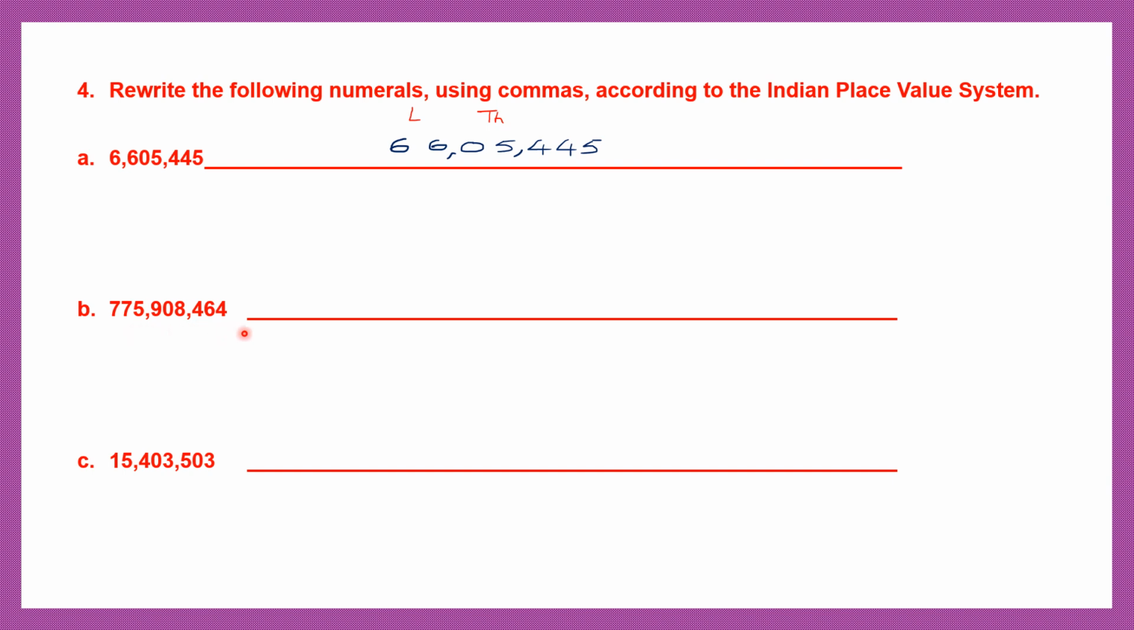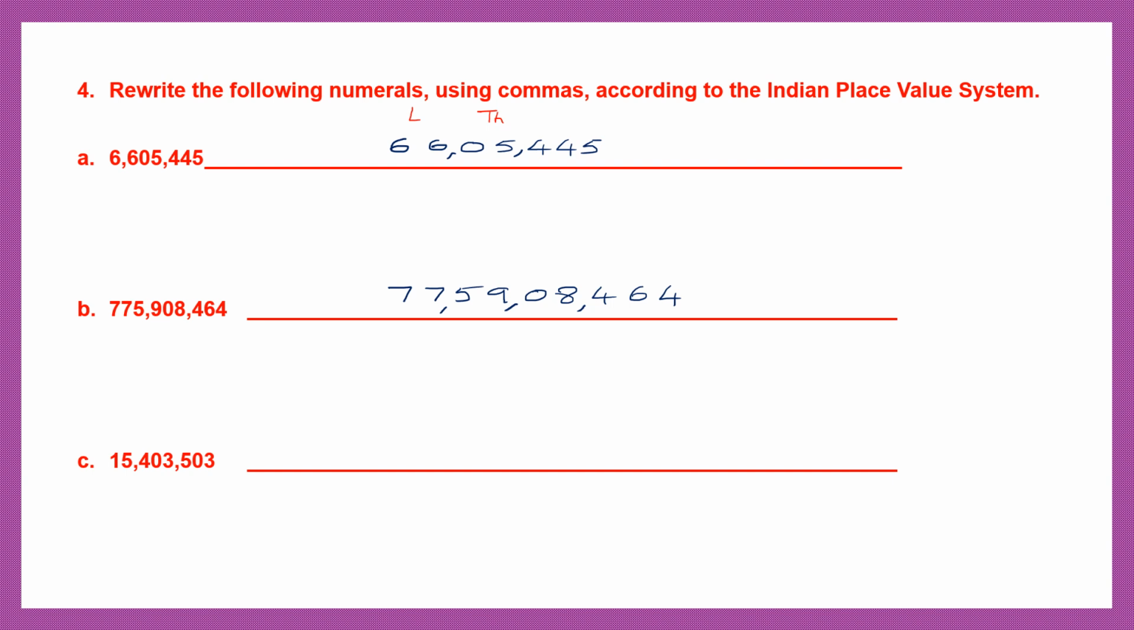Now let's rewrite this number without commas first. So 775908464. Now let's place commas. So here, remember, in the Indian system only the ones period will have 3 digits. So 3, comma, then 1, 2, comma, 1, 2, comma. So let's do that. So we have a comma here, and a comma here.